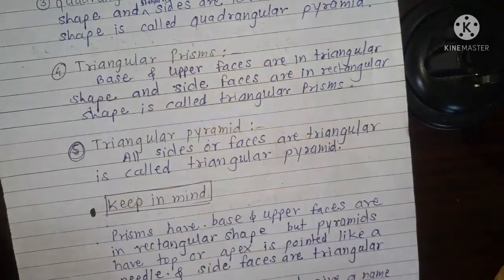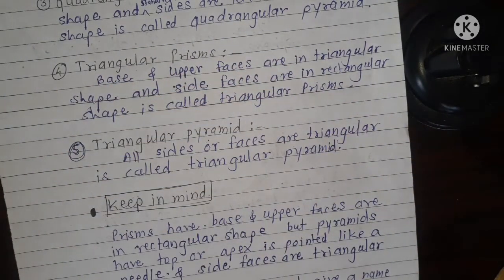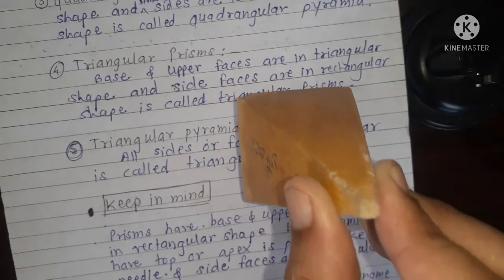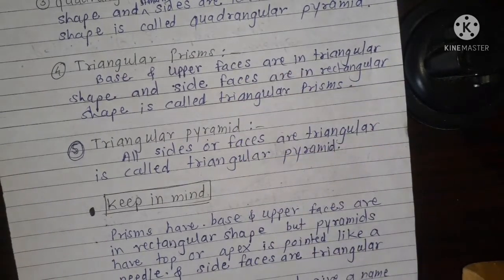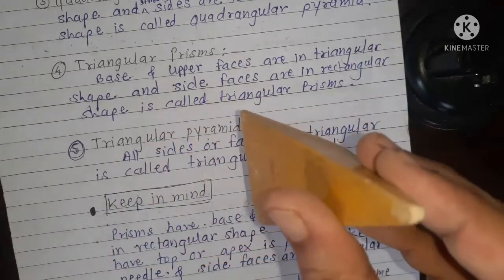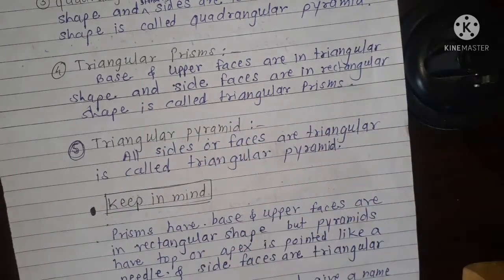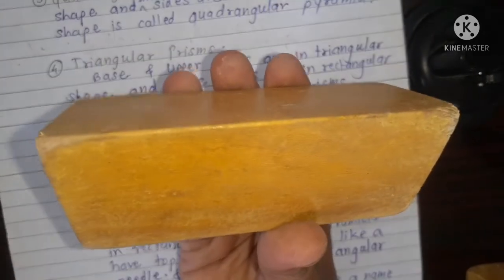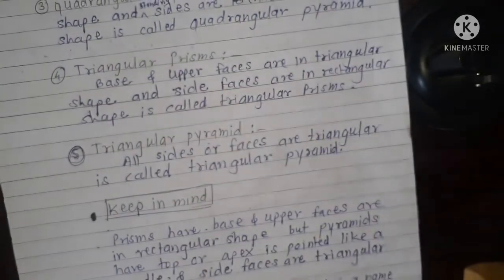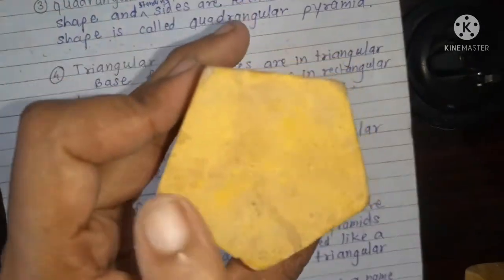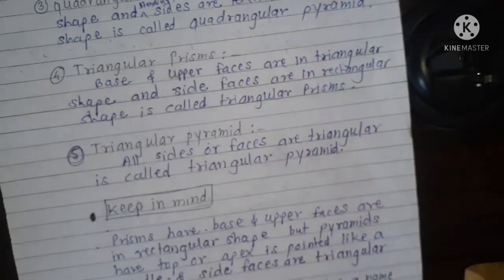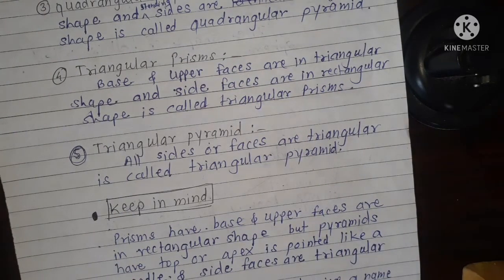Prism and pyramid are given a name based on the shape of their base. Base is a quadrilateral, so this pyramid is called a quadrangular pyramid. Base is a triangular shape, so this pyramid is called a triangular pyramid. Base is a triangular shape, so this prism is called a triangular prism. Base is pentagonal, so this prism is called a pentagonal prism. So you can keep in mind, prism and pyramid are named by the shape of their base.